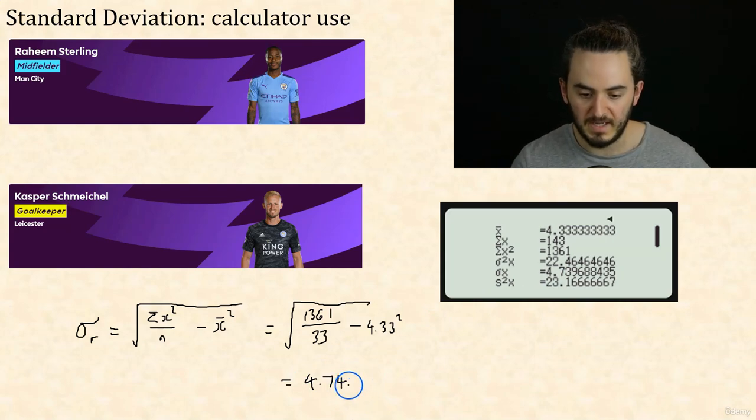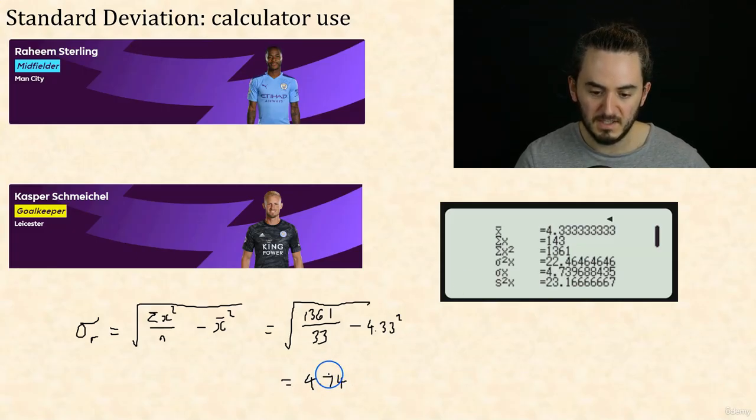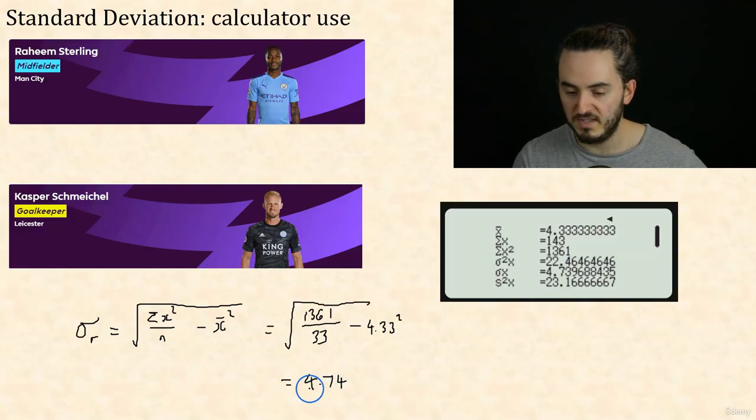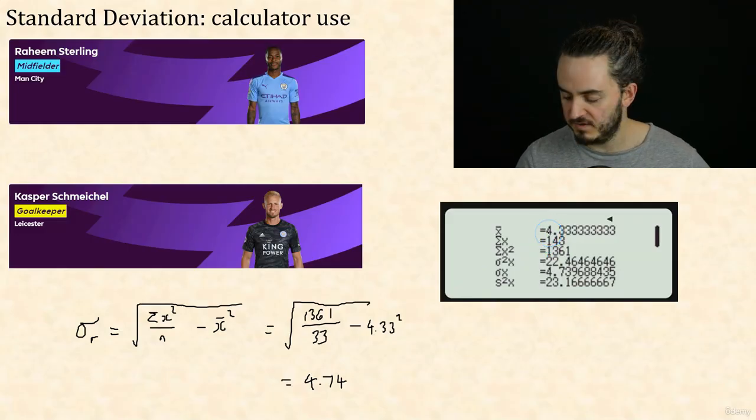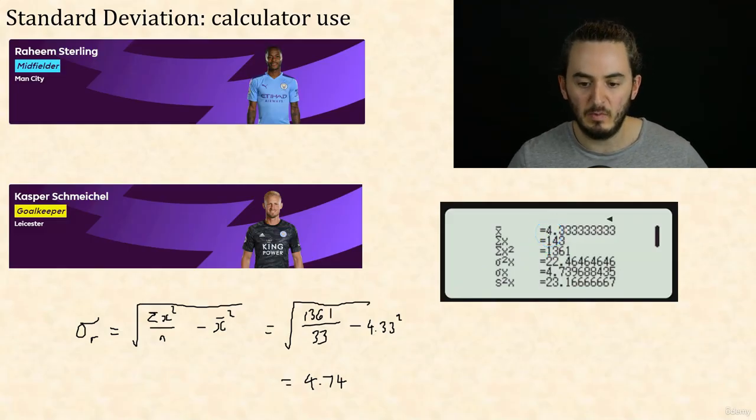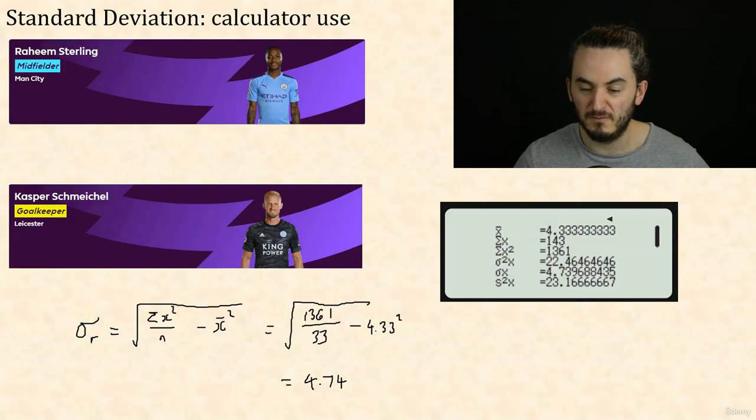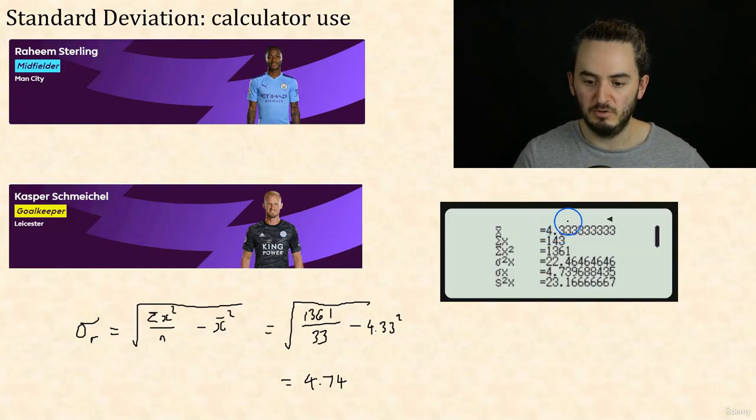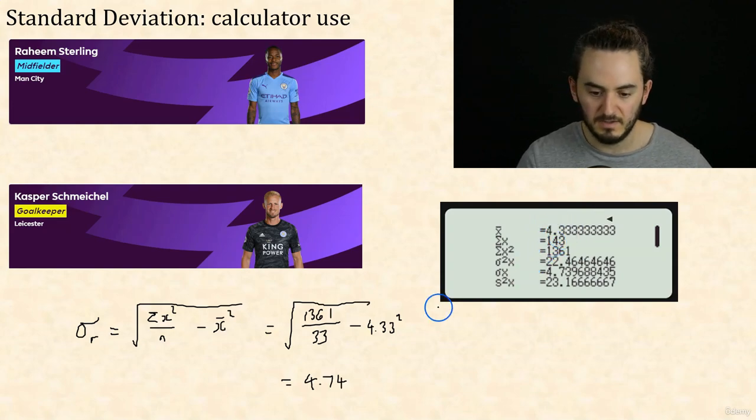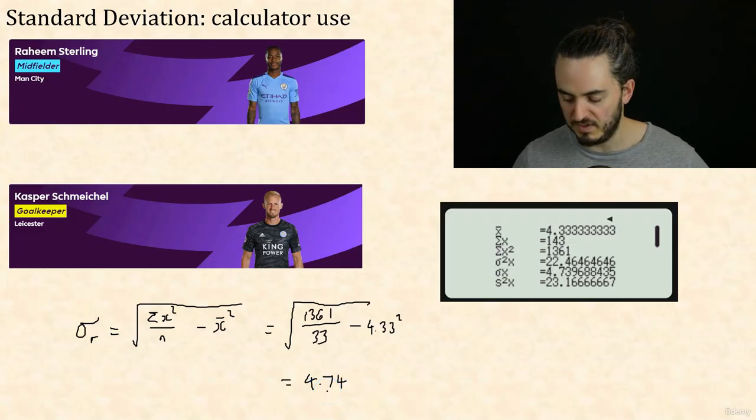Do use it whenever you can, and remind yourself what this means. This means that for Raheem Sterling, a normal game is one where he gets within about 4.7 points of the average, which is 4.3. So that's what the standard deviation is. It's like a normal distance to be away from the mean. So if Raheem Sterling got 14 points, that would be 10 more than the mean, and that's quite unusual. Whereas if he got 5 points, that's just 1 more than the mean, roughly, and that's less than this, so that's kind of a normal result.